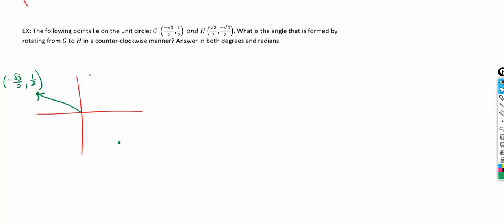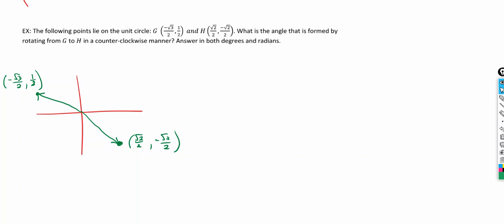Maybe I should have just drawn the unit circle. Maybe I shouldn't. I'll leave it like that. Okay, so we'll do that. So this is going to be root 2 over 2, comma, negative root 2 over 2, right? That's where those points are.